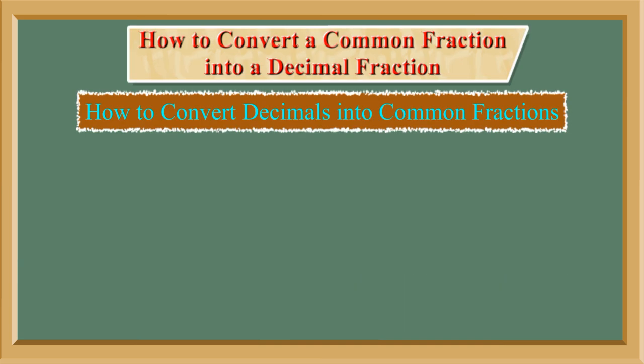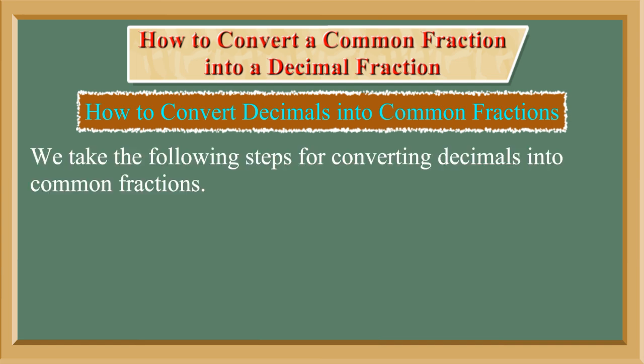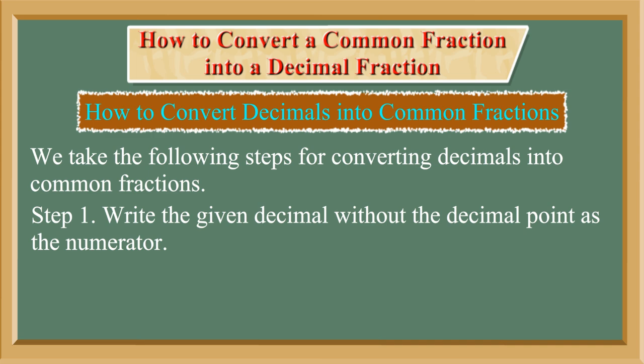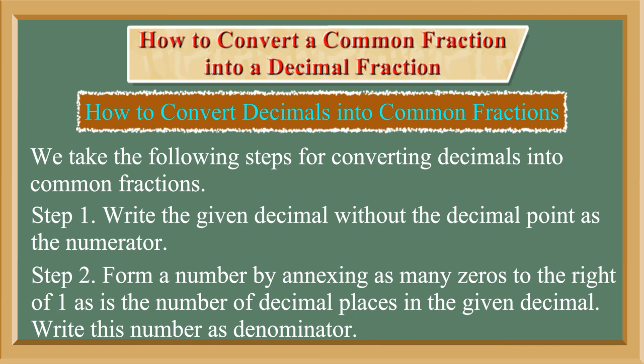How to convert decimals into common fractions? We take the following steps for converting decimals into common fractions. Step 1. Write the given decimal without the decimal point as a numerator. Step 2. Form a number by annexing as many zeros to the right of 1 as is the number of decimal places in the given decimal. Write this number as denominator.